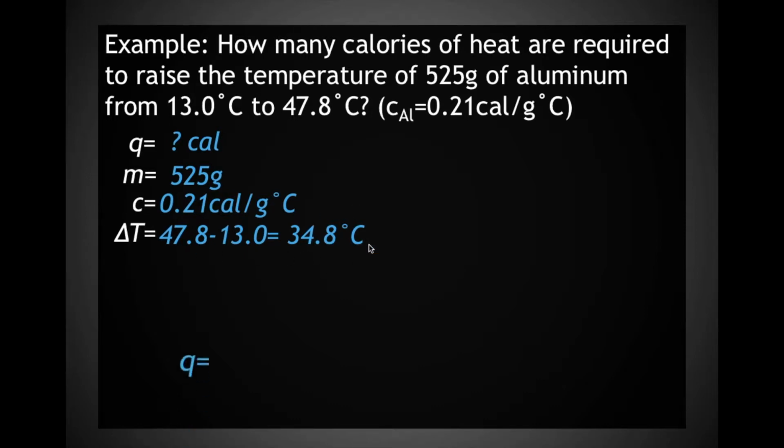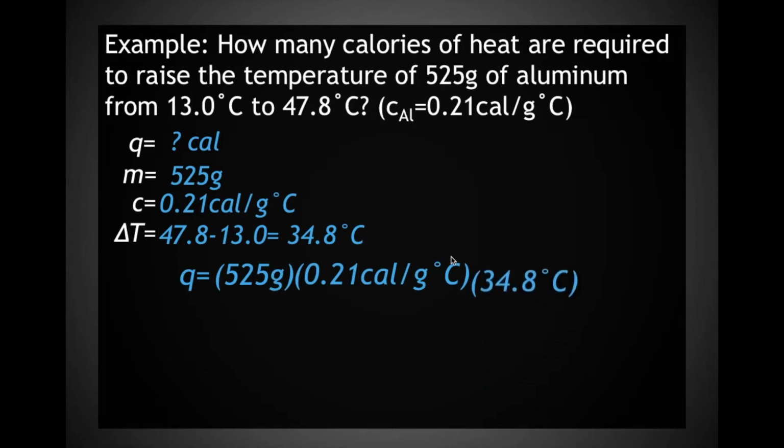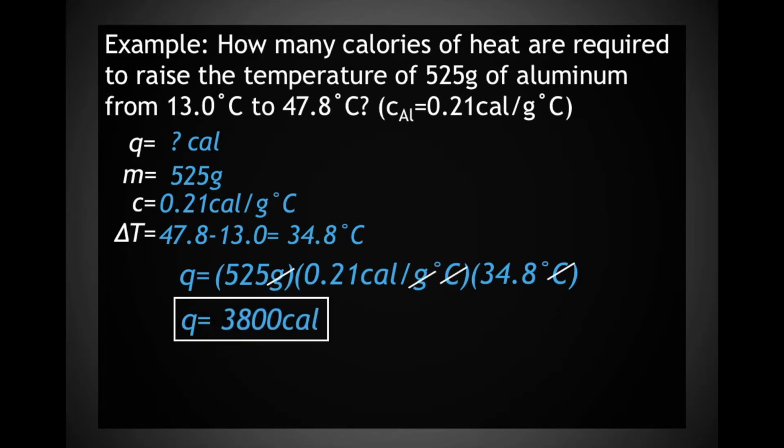to plug in. So Q will be, remember that Q was M times C times change in temperature. So you will take them and multiply them all together. Your grams will cancel, your degrees Celsius will cancel, and you'll be left with your unit of calories, and that would be your answer.